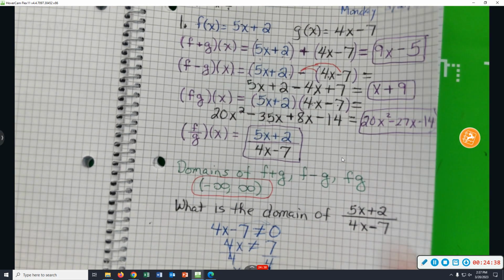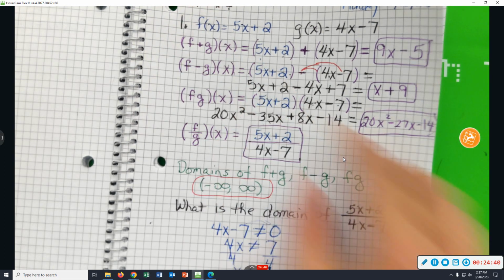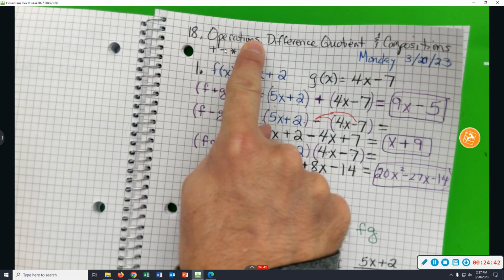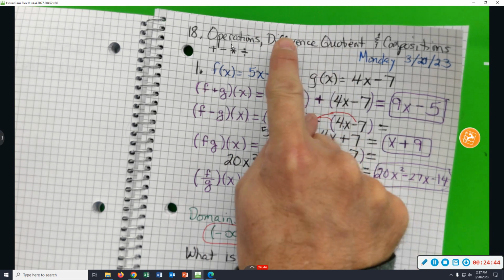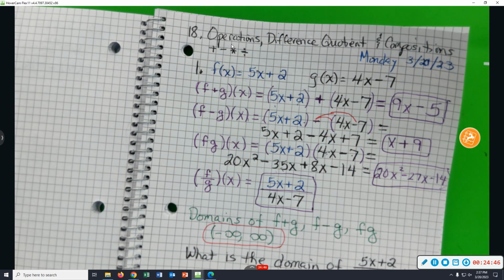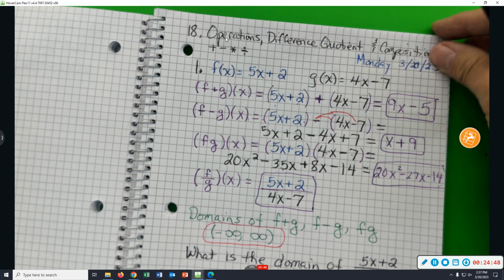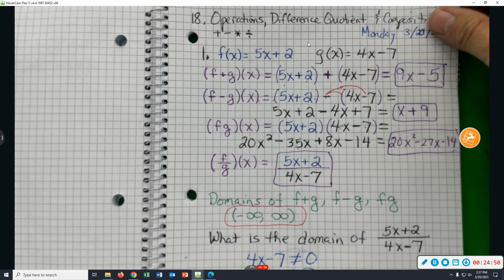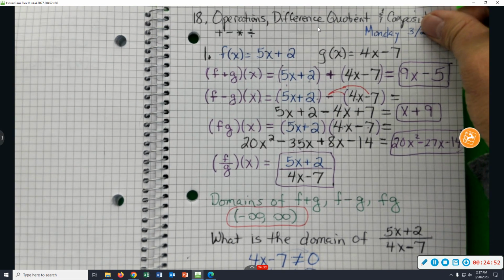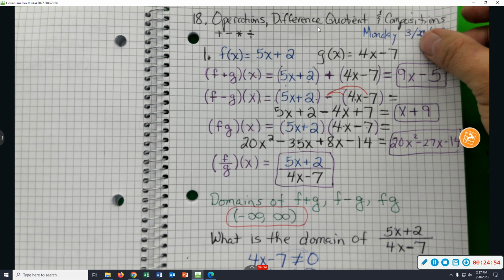So that was the operations part of the assignment, the add, subtract, multiply, divide. We're not going to do much with that just because it's not anything new in terms of algebra. Now, next thing, we're going to have two problems dealing with something called difference quotient.